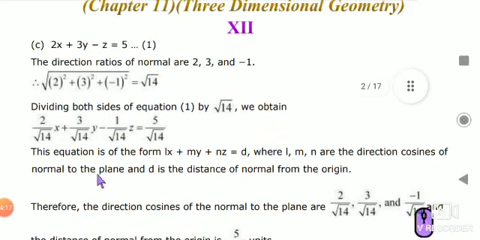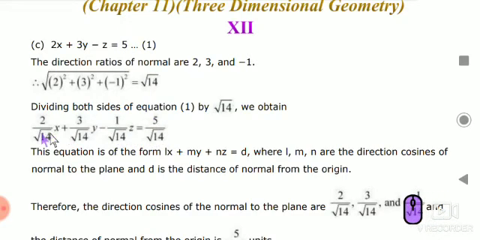Let me begin with the another question C. 2x plus 3y minus z is equal to 5. Equation of a plane. The direction ratios of the normal to the plane are 2, 3, minus 1. These are the coefficients of x, y, z. Therefore, root of 2 square plus 3 square plus minus 1 square, that gives root 14. That root 14 we will divide to the equation number 1. We get 2 by root 14 into x plus 3 by root 14 into y minus 1 by root 14 into z is equal to 5 divided by root 14.